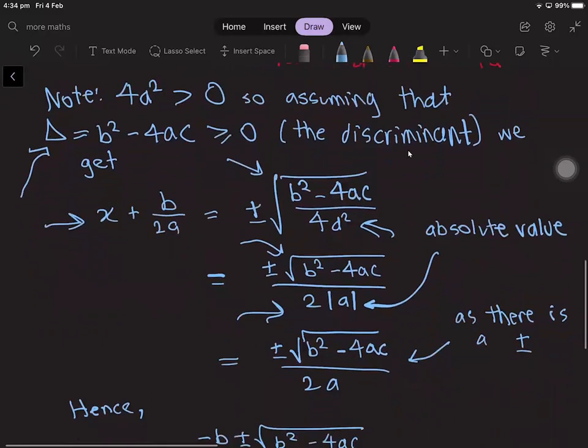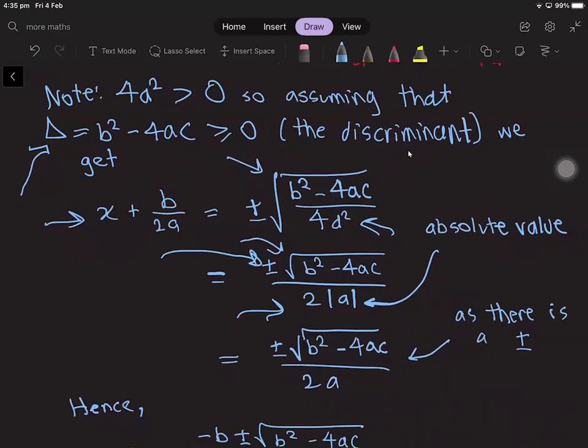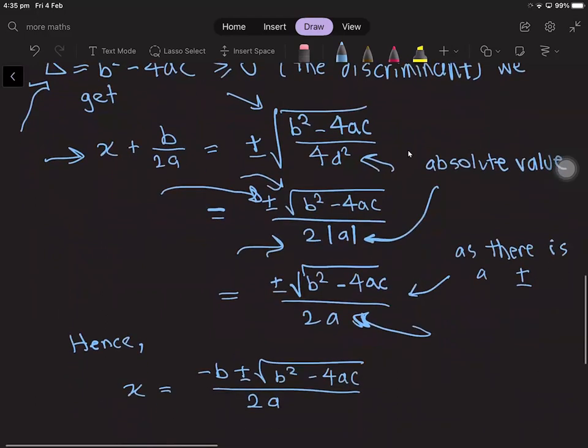Okay, however, since we have a plus or minus here, we don't actually need the absolute value sign, because if we just had a, we would still have the same 2 solutions. So we can remove the absolute value sign. And now all we have to do is move the b over 2a over to the right-hand side, and this gives us our final formula. x equals negative b plus or minus the square root of b squared minus 4ac divided by 2a. So that's the quadratic formula proven.